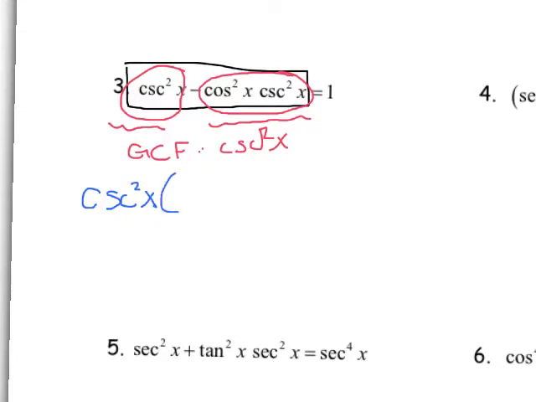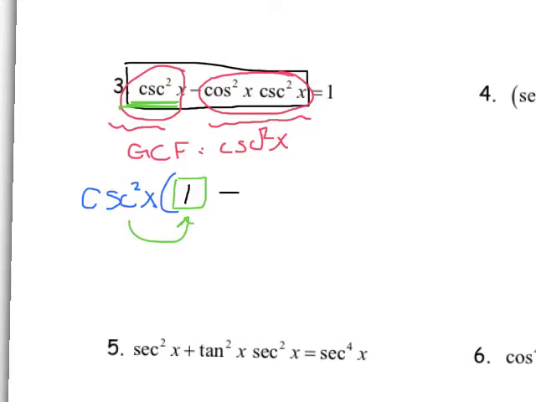So what we do when we pull out a greatest common factor is we say, what do I multiply this times to get this first group? Well, since cosecant squared is already what's there, you only need to multiply it times a 1. When it is already there, you don't have to do anything. Then we have a minus sign.